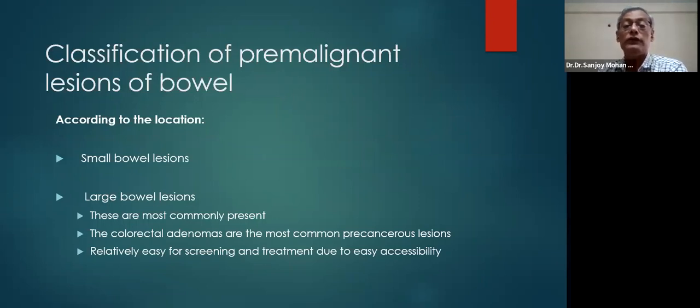So how can we classify the premalignant lesions of the bowel? According to the location, they can be related to the small bowel, or to the large bowel, or a combination of both. Of these, the lesions of the large bowel are the most commonly present, and colorectal adenomas are the most common precancerous lesion and relatively easy for screening and treatment due to easy accessibility.